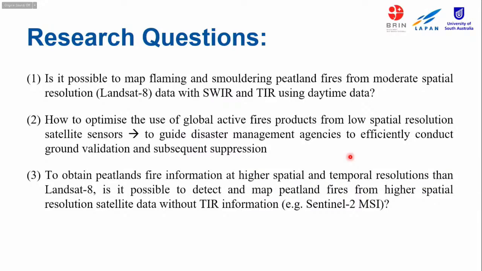Research questions, we have three items here. First, is it possible to map flaming and smoldering peatland fires from the moderate spatial resolution with only sphere and thermal infrared and using daytime? The second one is how to optimize the use of global active fires product from low spatial resolution satellite sensor, for example, using the fierce active fires to guide the disaster management agency to efficiently conduct ground validation and subsequent suppression. And the third, to obtain peatland fire information at higher spatial and temporal resolution than NZ8. We have here Sentinel-2, but without a tier information, so only by using sphere, shortwave infrared.